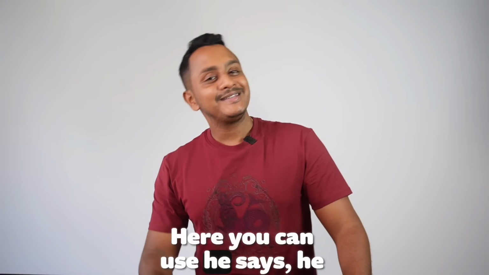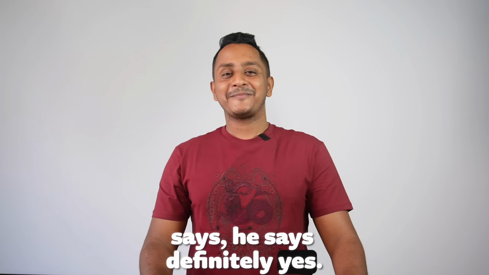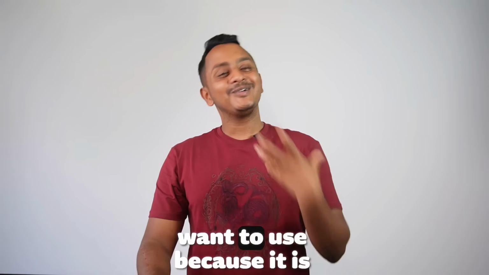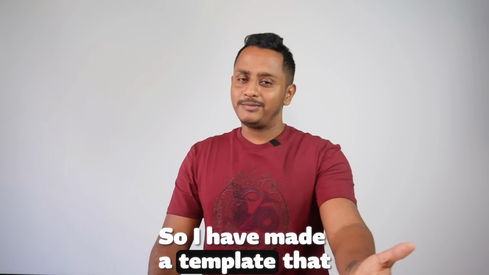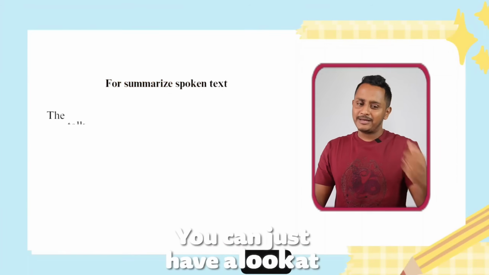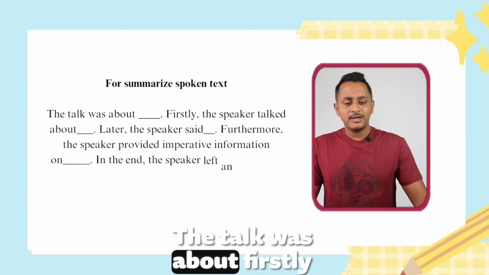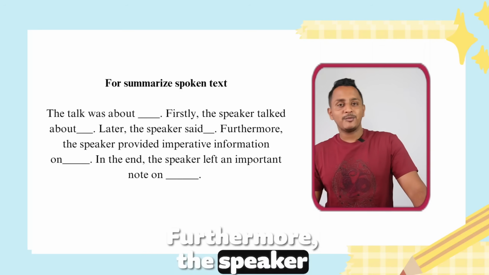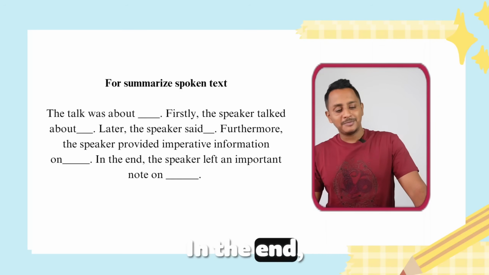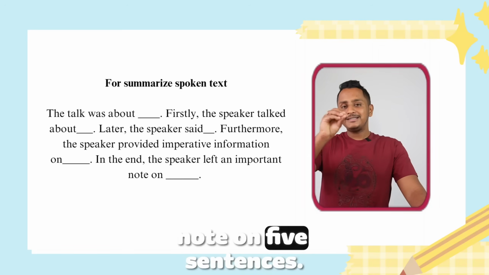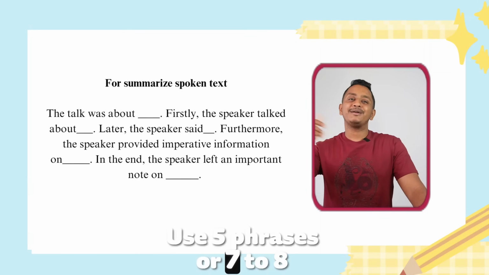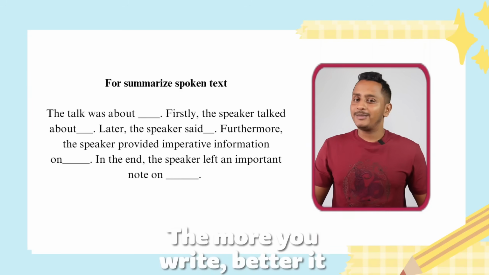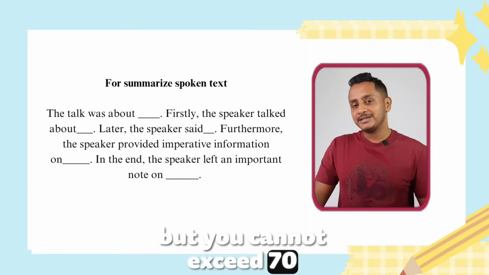Here you can use "he says, he says, he says", definitely yes. But people don't want to use it because it is difficult. So I have made a template that I've shared multiple times. You can just have a look at this on my screen. The talk was about, firstly the speaker talked about, later the speaker said, furthermore the speaker provided imperative information on, in the end the speaker left an important note on. 5 sentences, use 5 phrases or 7 to 8 phrases. The more you write, the better it is. But you cannot exceed 70 words.